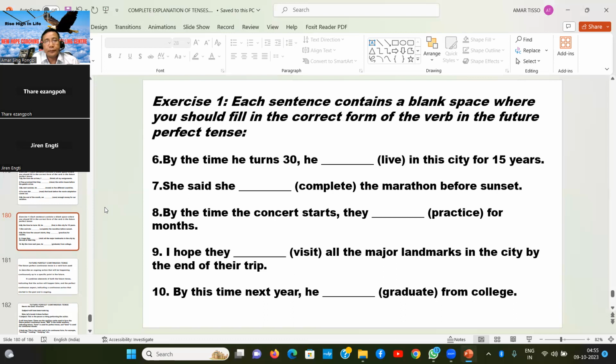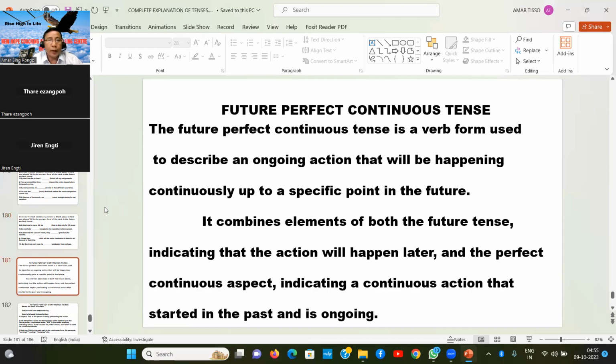Sadin. By this time next year, they will have graduated from college. Yes. By this time next year, they will have graduated from college. Okay, good. All of you. So then we have no confusion with this future perfect tense. Yes, sir. Shall we go to the next then, the last, future perfect continuous tense? Yes, sir. Okay. It's not so hard.